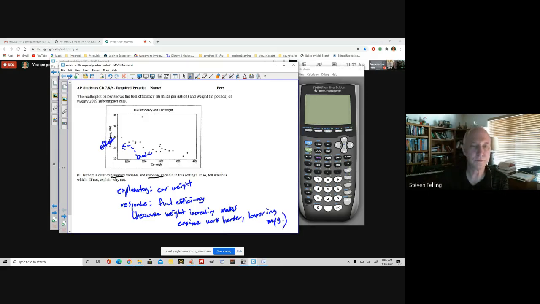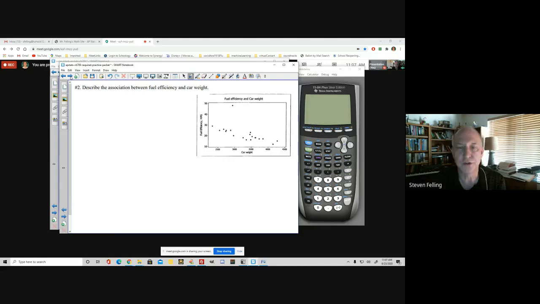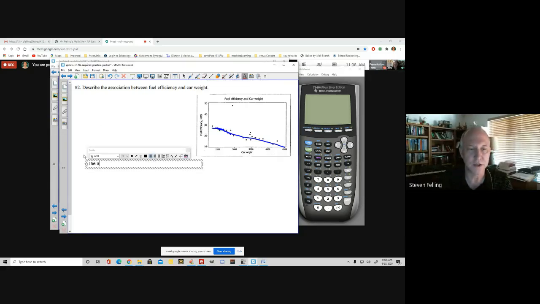All right. And then the second problem, it says describe the association. Whenever we describe an association, we are always going to just fit a line to the data, right? We're not going to fit curves to things in this class. And you'll see why as we go through this class. So if I were just going to draw a line through there, that line seems to have a negative slope. So let me use a text tool so that it's a little more legible. We can say the association between fuel efficiency and car weight, that puts the context in there, is negative.